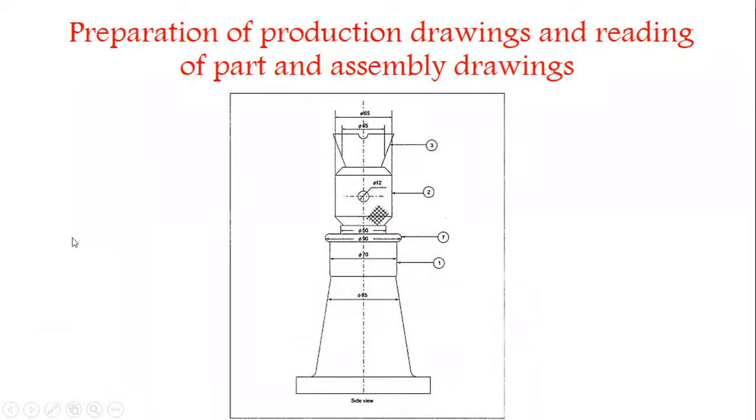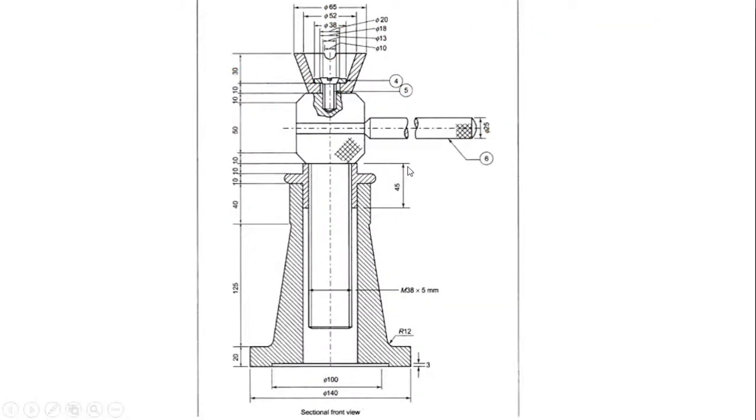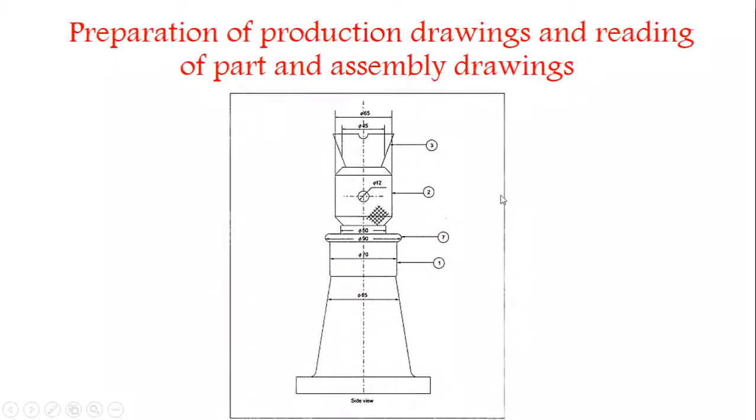And next one is preparation of production drawing and reading of part and assembly drawing. In production drawing, for one component, we can get a full assembly drawing. This is the screw jack full assembly view. Here they mentioned part numbers. This is part 1, this is part 2, this is part 7, and this is part 3. In the next picture, this is part 4, part 5 and part 6. This assembly drawing has a total of 7 parts.